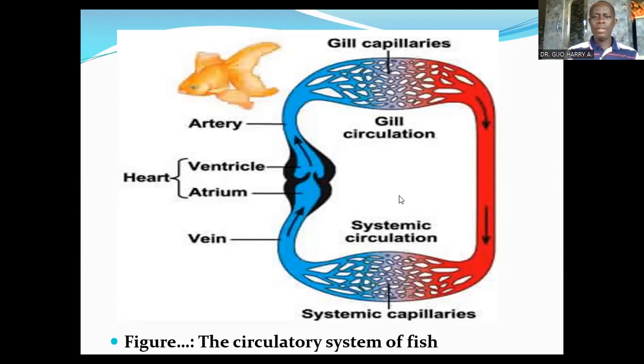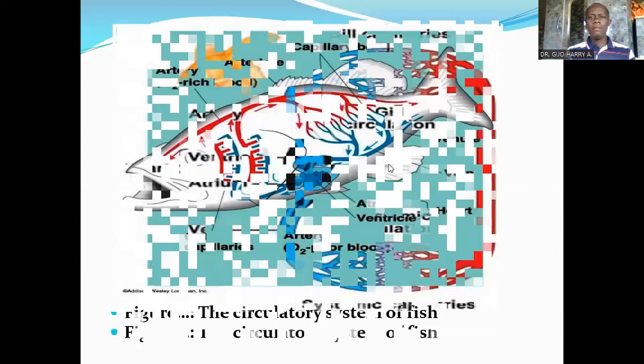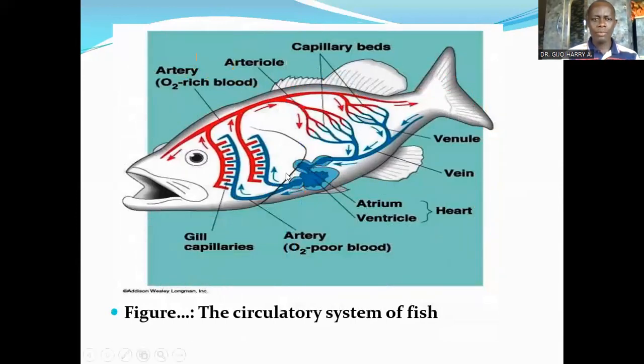Here's another picture that's showing how blood is being circulated. Just as we have seen earlier, deoxygenated blood returns to the heart. The heart of the fish is two-chambered: you have the atrium and the ventricle. The deoxygenated blood returns from the rest of the body to the atrium and then into the ventricle, and the blood is pumped to the gills to receive oxygen and also expel carbon dioxide through the gills.